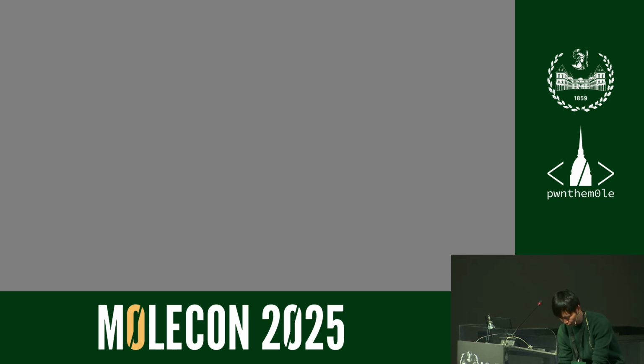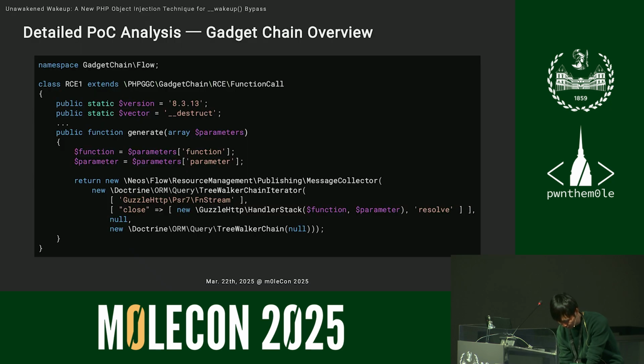And so the gadget chain overview. Let's take a look into the class Guzzle PSR7 FnStream from an earlier version. Sorry. I need a text. I need a script, sorry. Wait for a while.